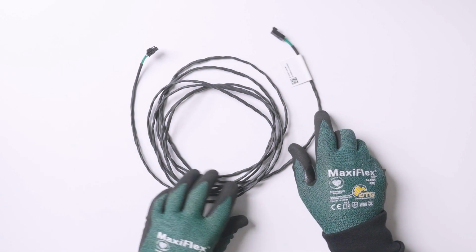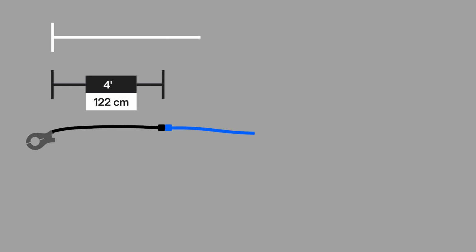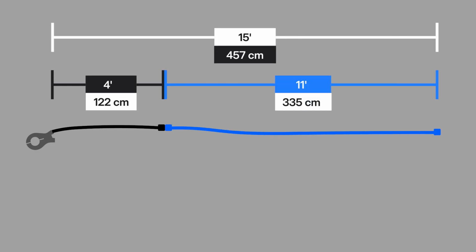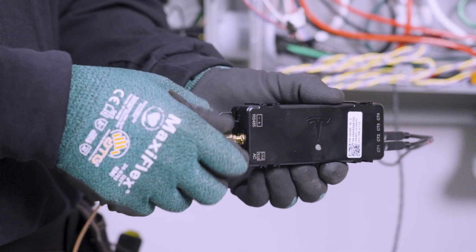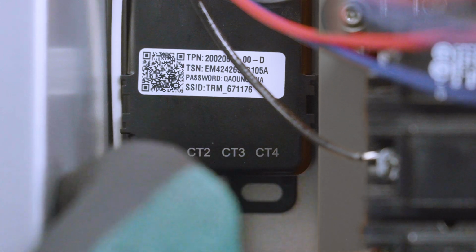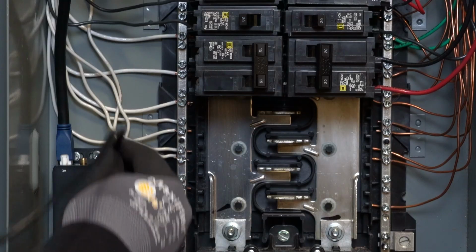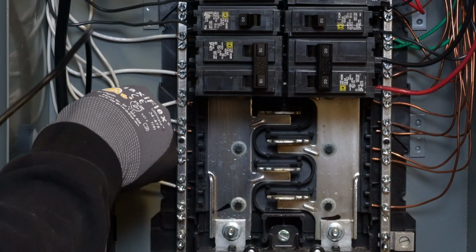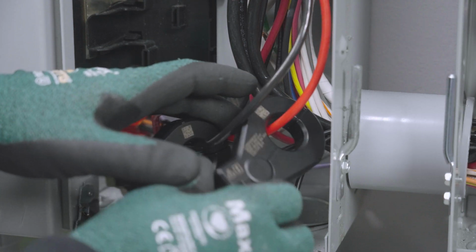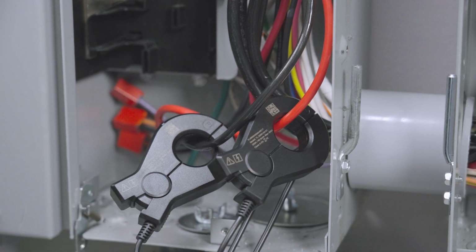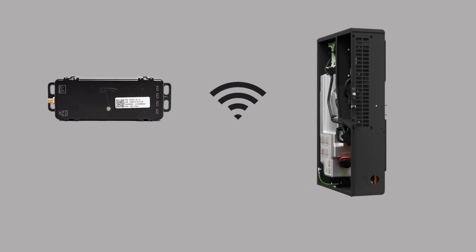To increase the length of current transformer wiring, one extension can be used to reach the maximum overall length shown here. For sites where the point of measurement is beyond the reach of the current transformers, an additional energy meter can be installed in the main electrical panel. Adding a new energy meter requires connection to a 15 or 20 amp 2-pole breaker, connecting current transformers, and pairing to the Tesla Solar Inverter over Wi-Fi.